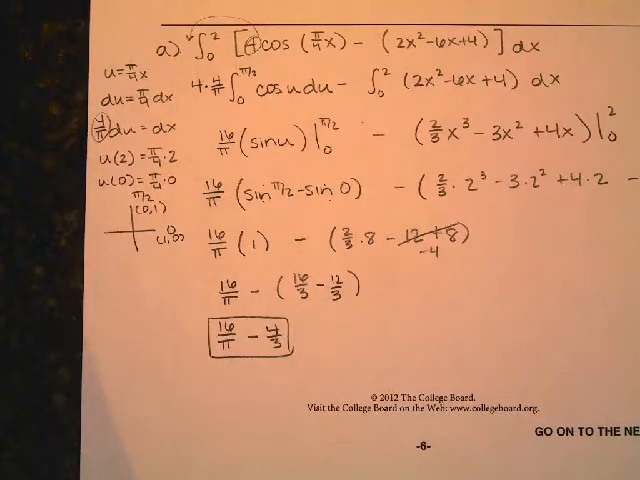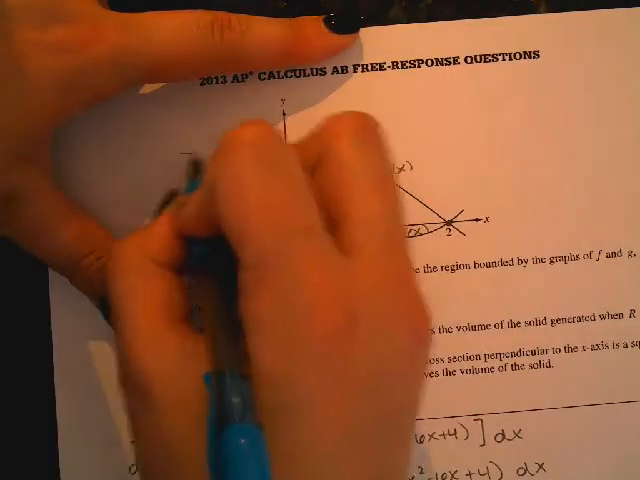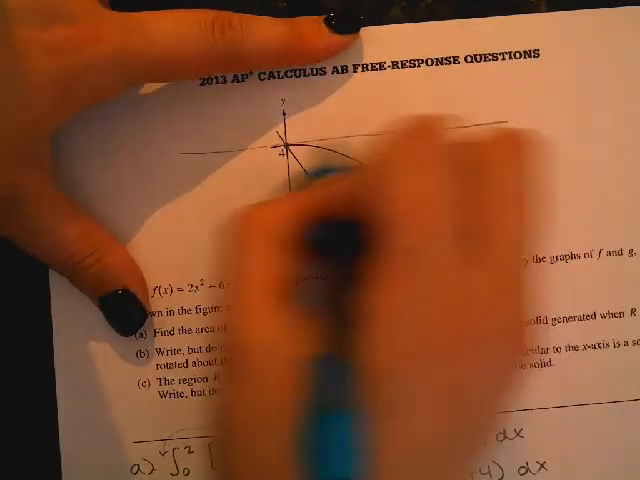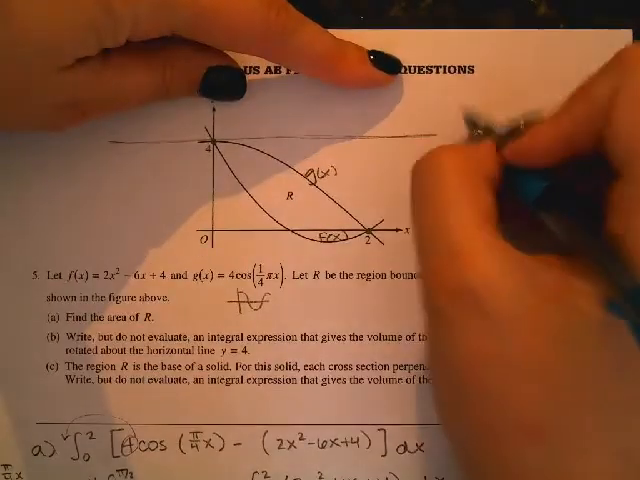That's the area between the two. Part B says to write, but do not evaluate, the integral that gives the volume of the solid generated when R is rotated about the horizontal line y equals 4. So if we put a horizontal line in here, there's the horizontal line. And so if we rotate that, that's the washer method. We've got space in between. So I'm going to go ahead and do B up here.